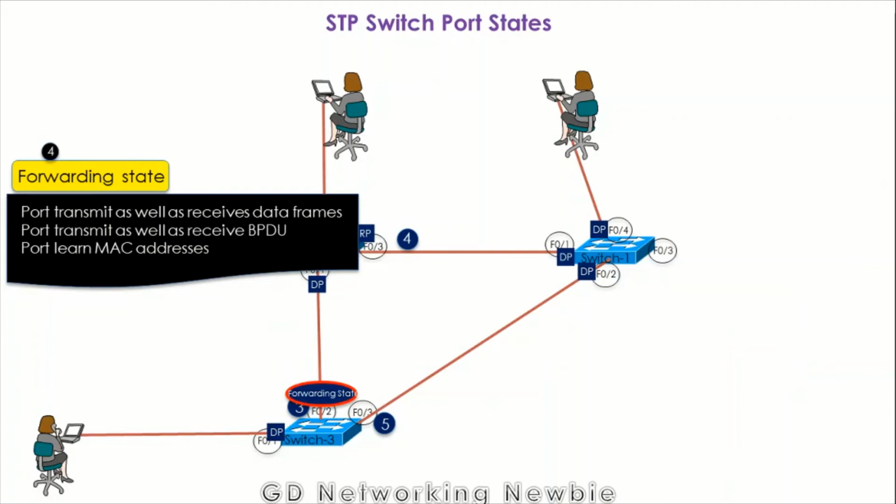And finally is the forwarding state. So once a port is in the forwarding state, it means port can transmit as well as receive data frames, and port can transmit as well as receive the BPDUs, and ports can learn the MAC addresses. It means now only in the forwarding state the port is allowed to send the data frames. They are not allowed to send the data frames in blocking state, in learning state, as well as in listening state. Only in forwarding state this is allowed to send the data frame.